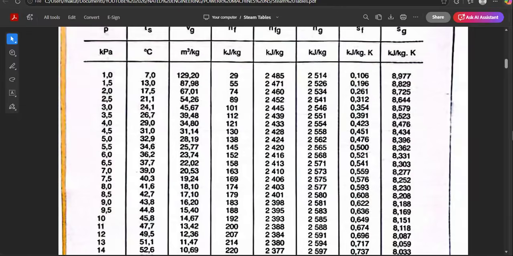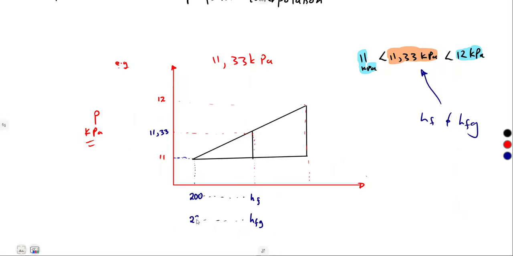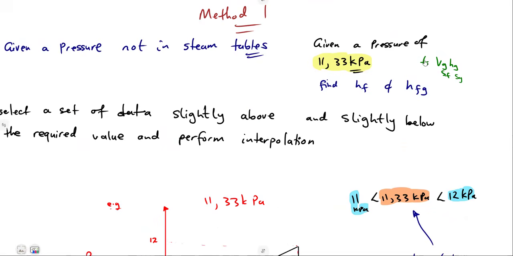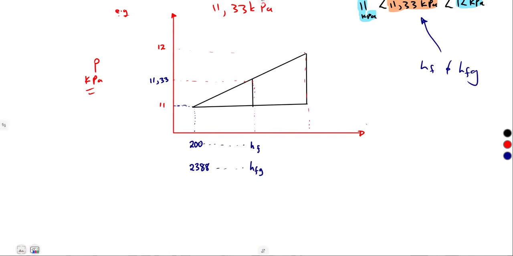And our HFG at the same point where we have our 11 kilopascal was given as 2388. So you take that value as it is. This is what you have for HFG, 2388. If you wanted to determine VG or HG or TS, you do the same thing, guys. The TS, what is the corresponding value? The VG, what is the corresponding value? Whatever you want, you take it corresponding to that.